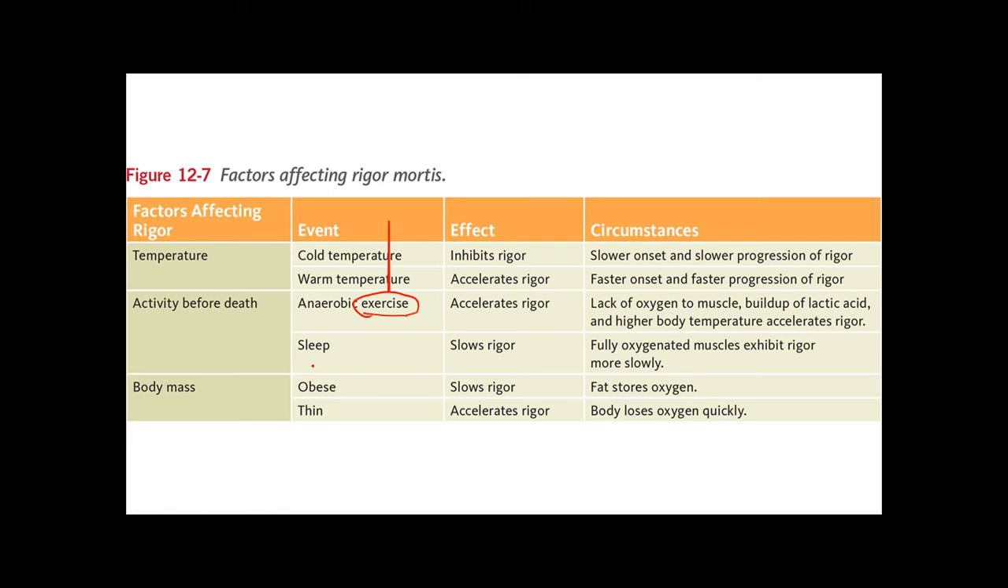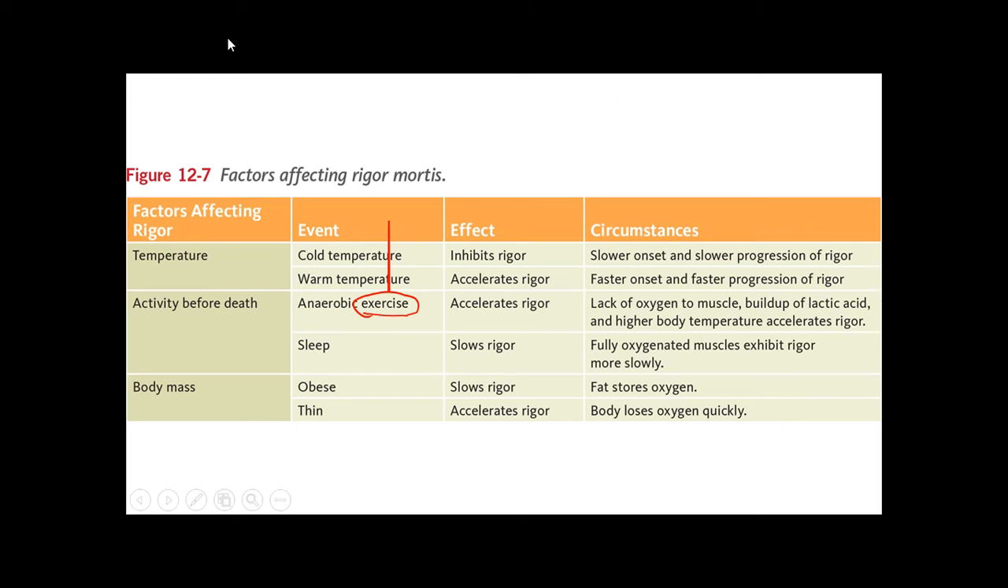There is also a connection between body mass. So a more obese person would have slower rigor because fat is able to store oxygen, and a thinner person who has less body fat would lose oxygen more quickly.